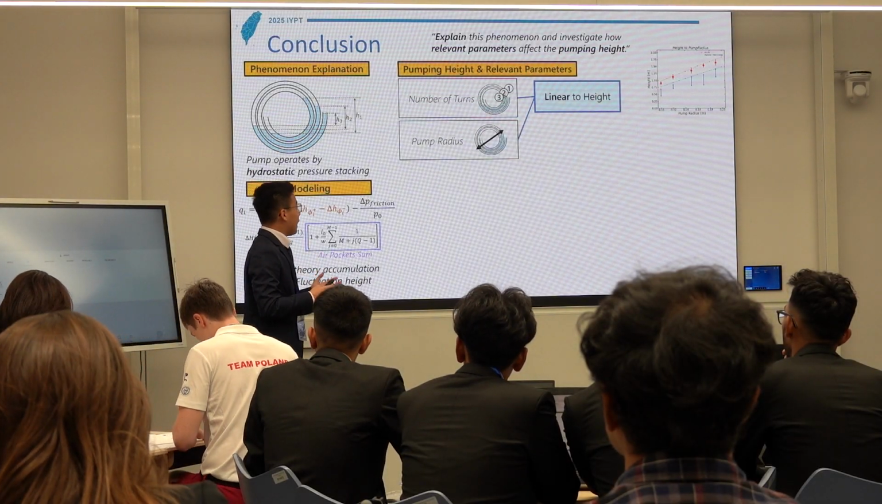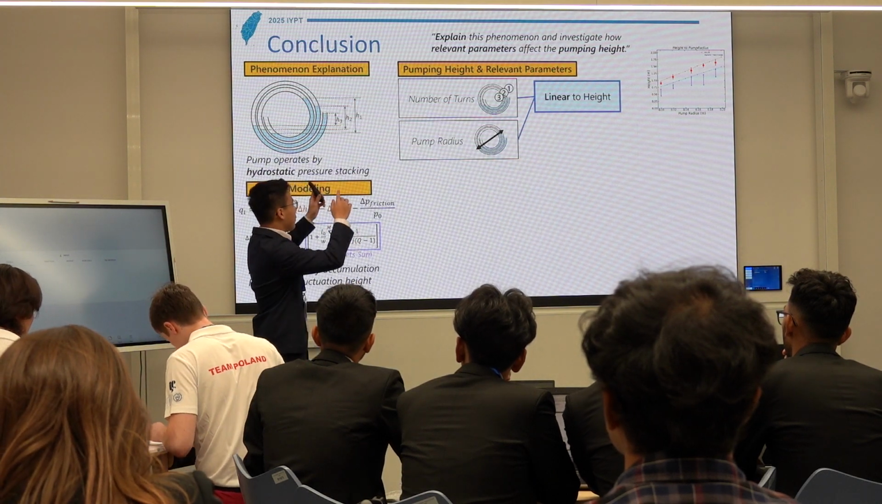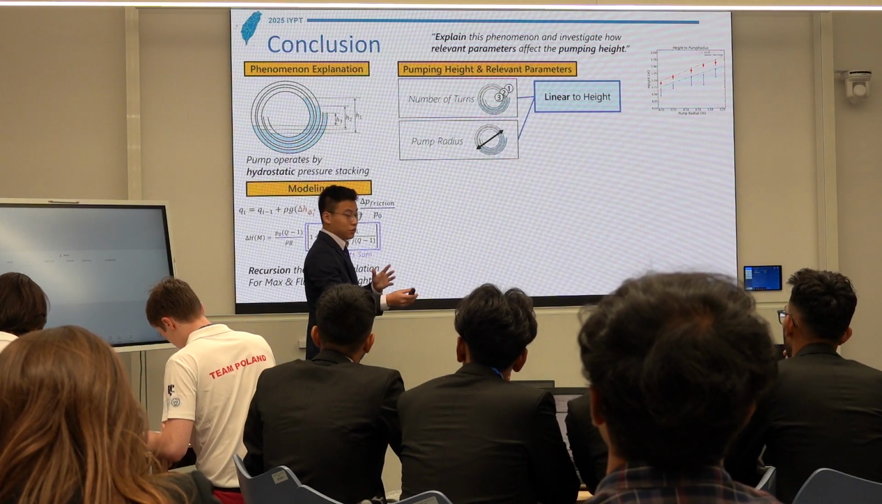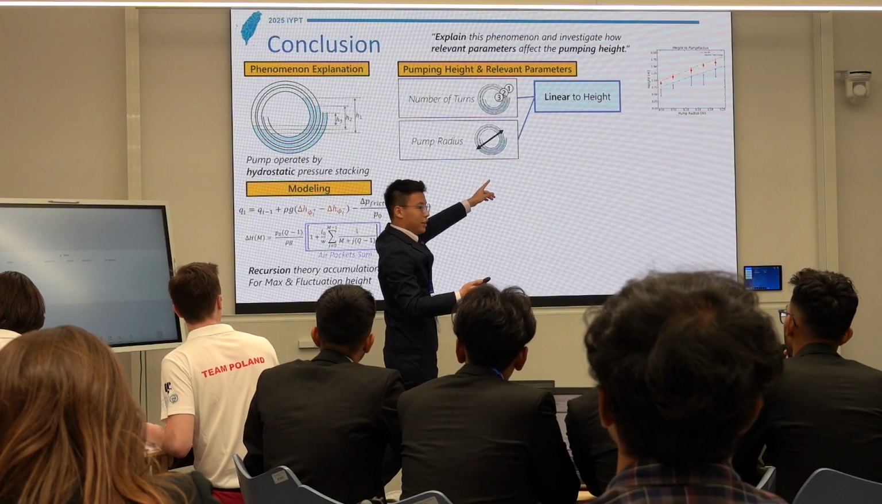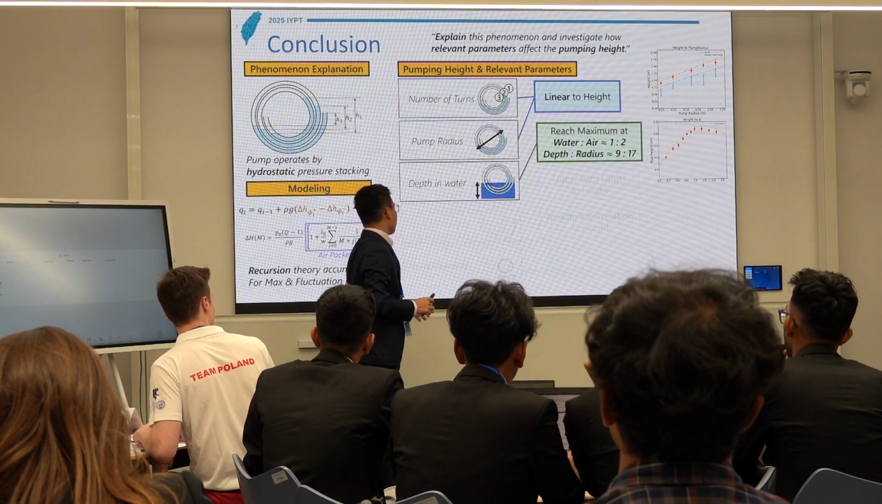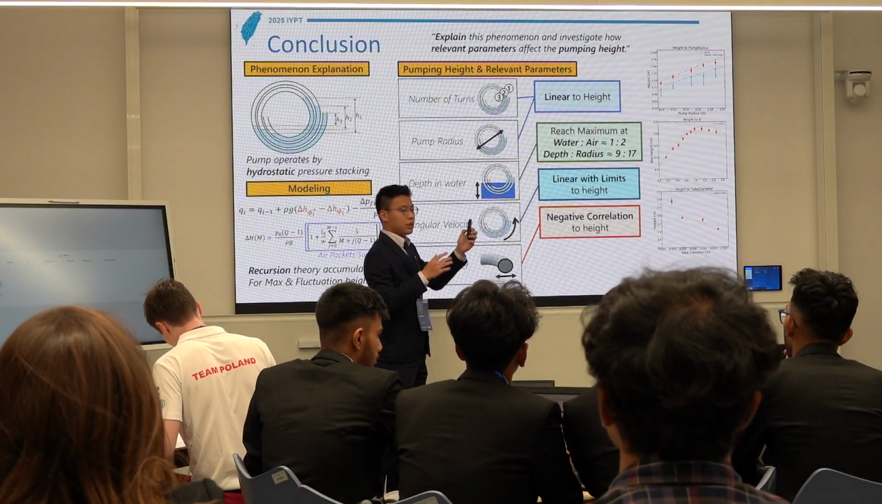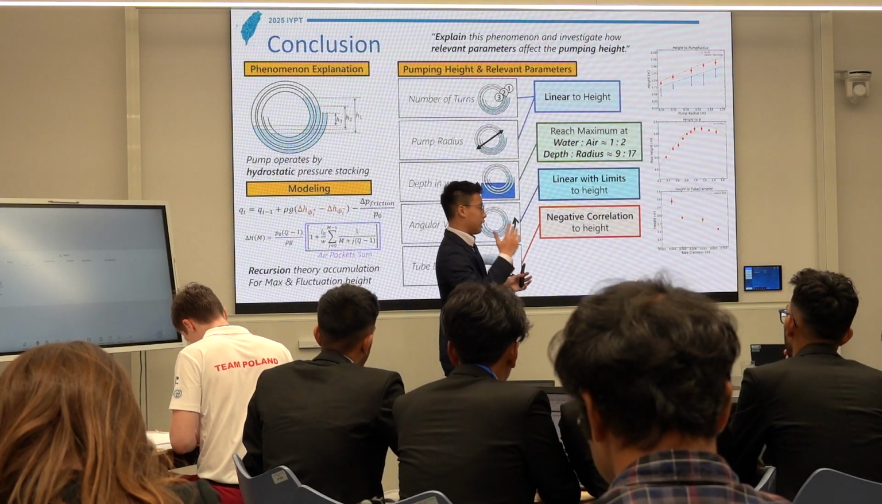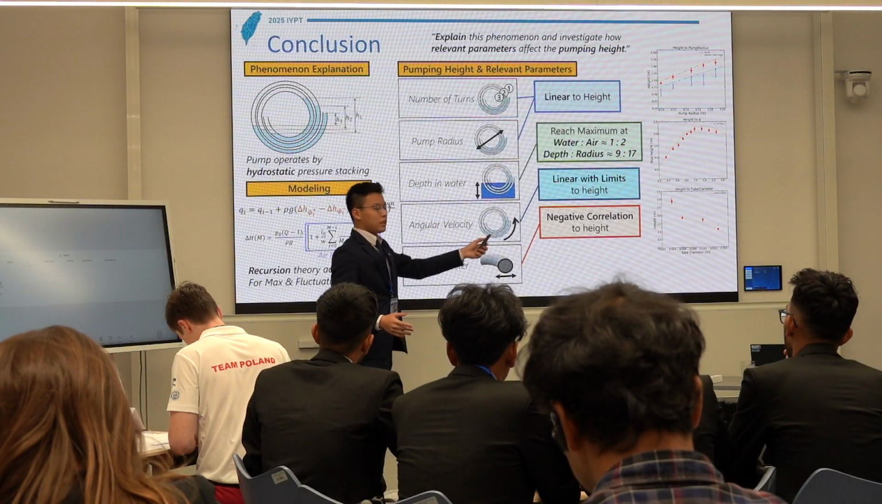For the maximum height relation to regular parameters, the number of turns and pump radius are close to, though not completely, linear to height. And depth in water will reach a maximum at these parameters. Angular velocity is linear, but with some limits, as the centrifugal force cannot be too big. And the tube diameter has a negative correlation.